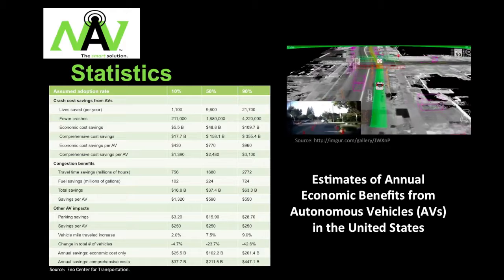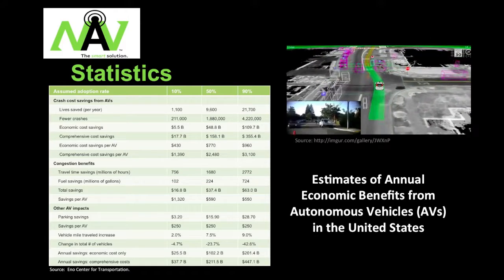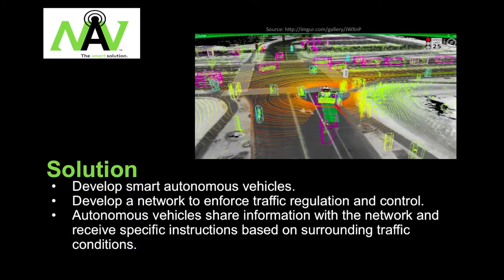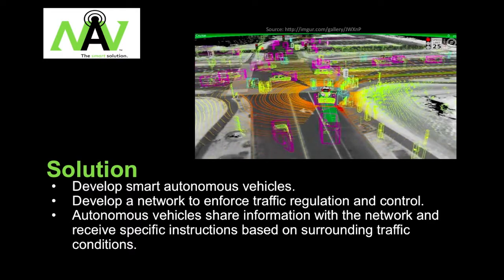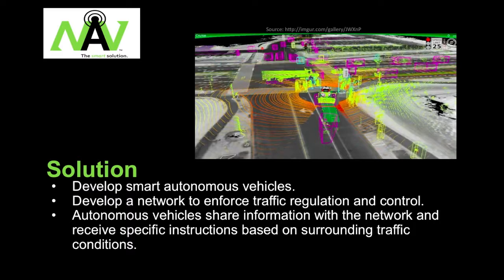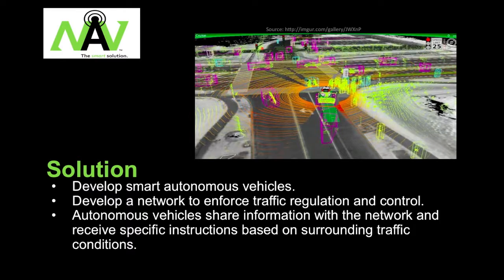The national average for vehicle collisions according to the ENOS Center for Transportation is nearly 6 million per year. By combining autonomous driving technology and a comprehensive live data sharing network, this would reduce traffic collisions by 4 million in 3 years.